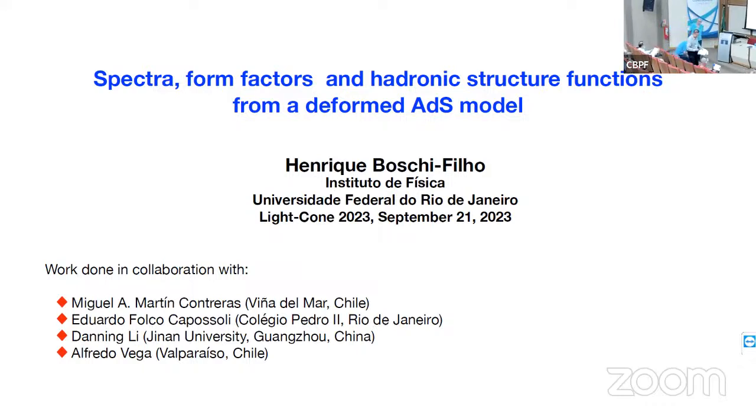Thank you. I would like to thank the organizers for the invitation and for this very nice conference. This morning we had some talks on magnetic field effects and temperature and density. I'm going to talk about some recent results at zero temperature, zero magnetic field, and zero density, which are related to these very basic facts in particle physics, from a deformed AdS model, which is inspired by the AdS/CFT correspondence.